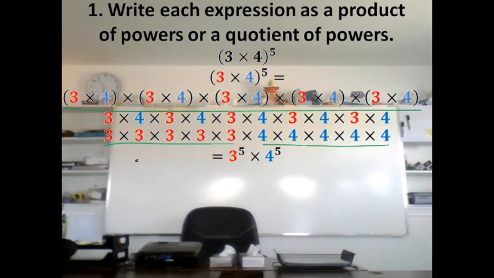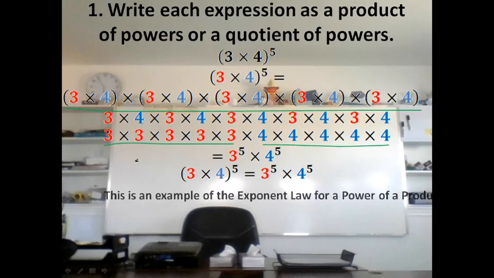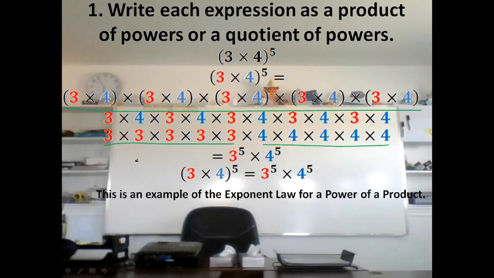The easiest way to solve this is to apply the exponent to both factors in the base. 3 times 4 to the power of 5 equals 3 to the power of 5 times 4 to the power of 5. This is an example of the law for power of a product.